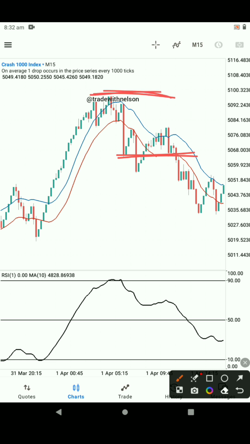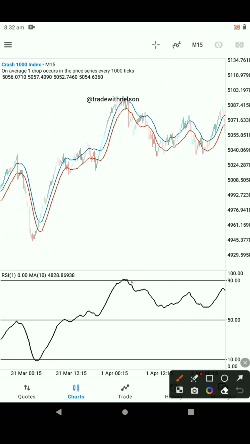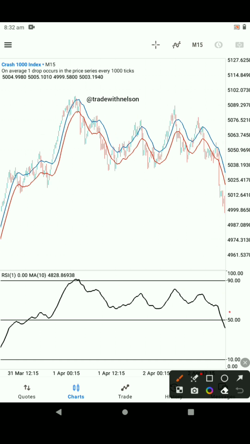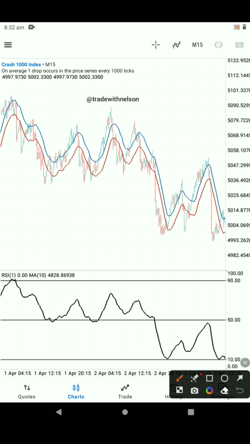Stop loss will be above this high, and then you will hold your trade until it enters into the 50 level, or you can close some profit here and let the rest run into the 10 level. So you can close some here when you enter a buy here, then you leave the rest to run into the 10 level. You can see it at this point.